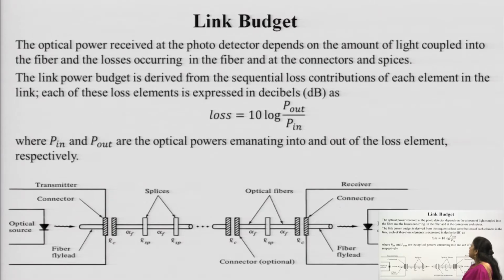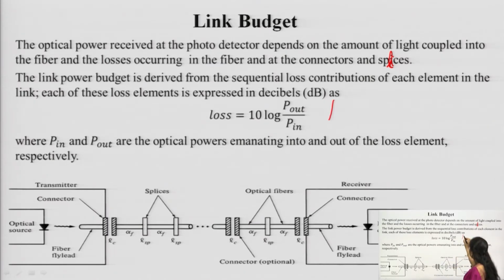Now, what is the link budget? The optical power received at the photodetector depends upon the amount of light coupled into the fiber and the losses occurring in the fiber and at the connectors and the splices. So, whenever we are about to receive the power at the end of the receiver section, we have to take into account all the elements which are used in the construction of the optical fiber system.